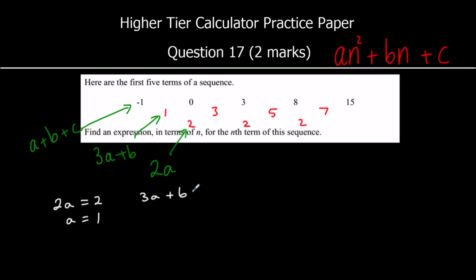3a plus b equals 1. So 3 ones plus b equals 1. 3 plus b is 1. b must be negative 2.